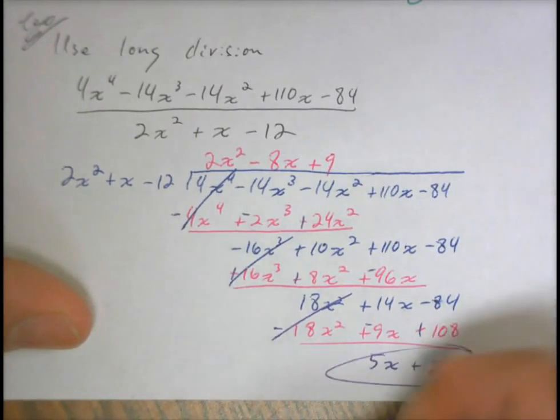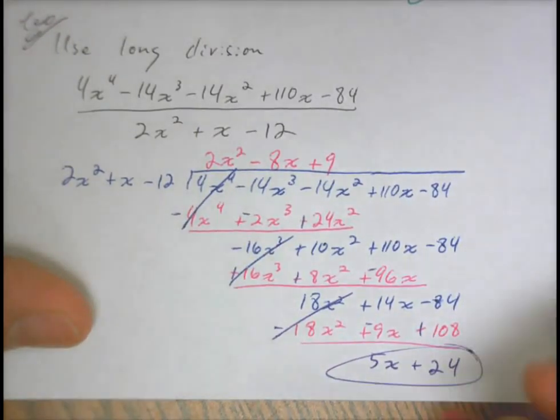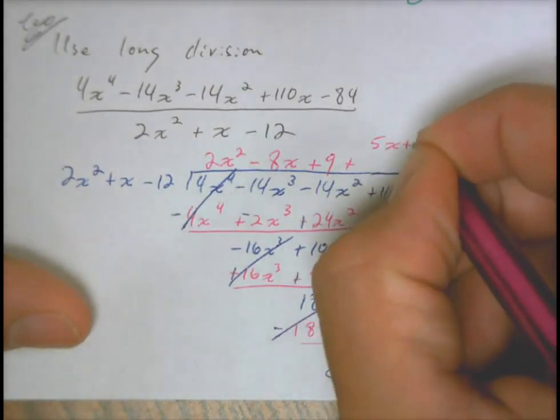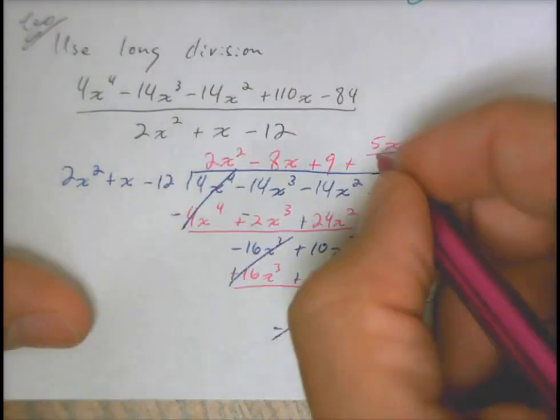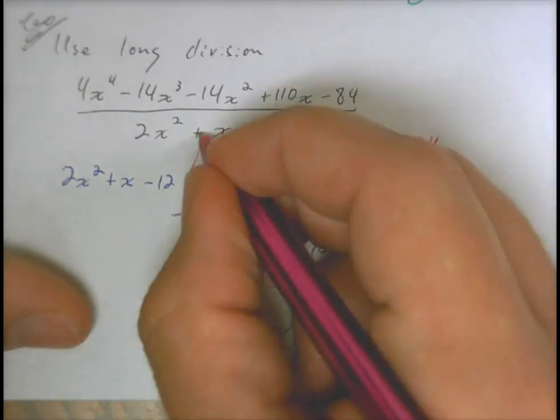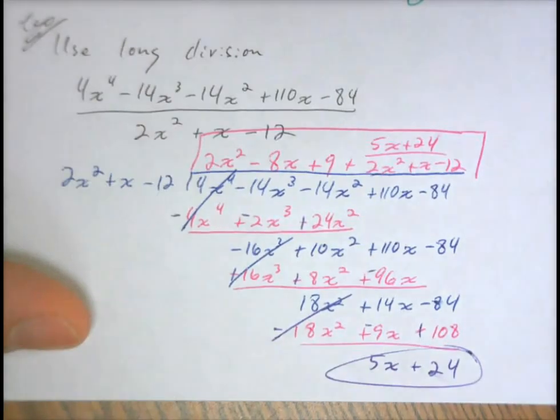So notice we have a remainder in this one. Like always, with your remainder, all you're going to do is just say plus your remainder over whatever you are dividing by. So 2x squared plus x minus 12. And there would be your answer.